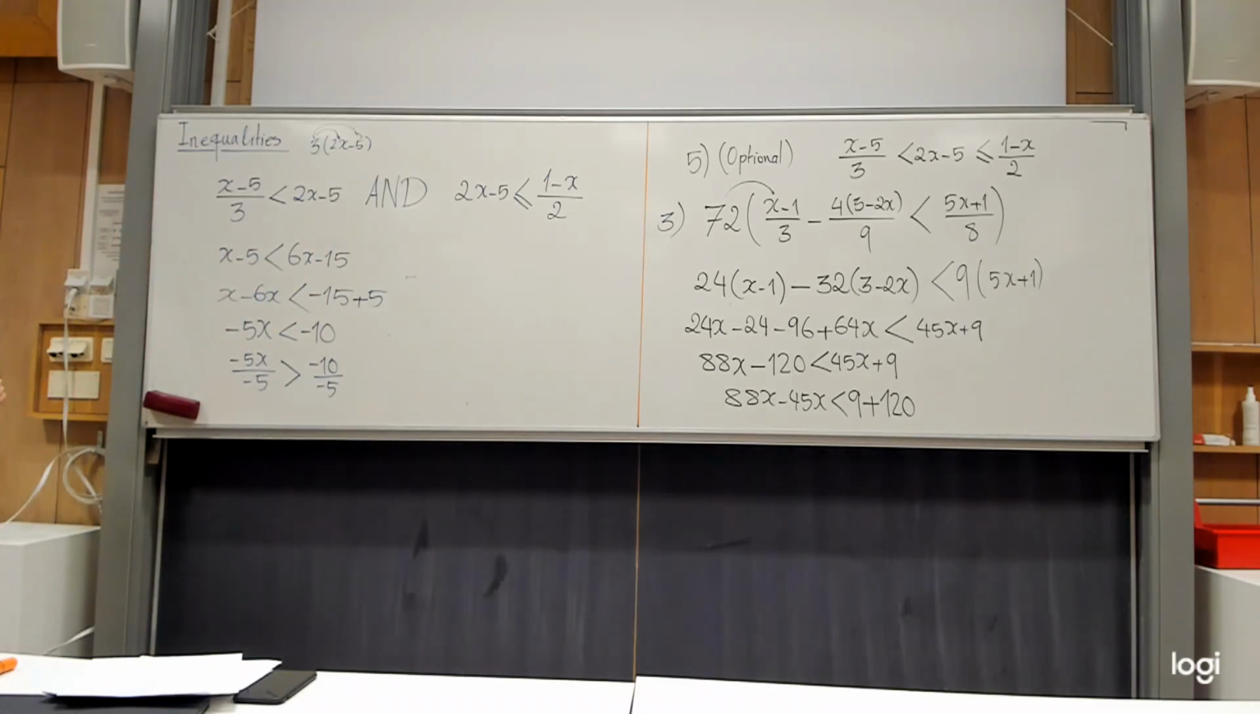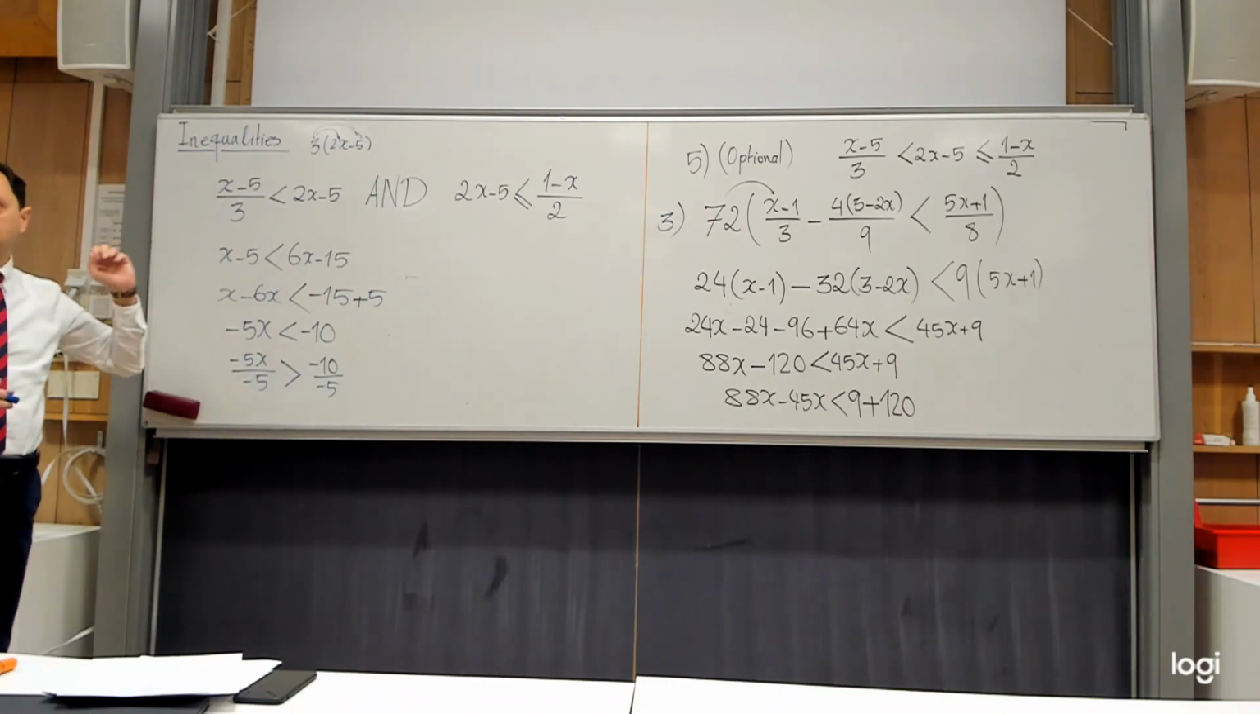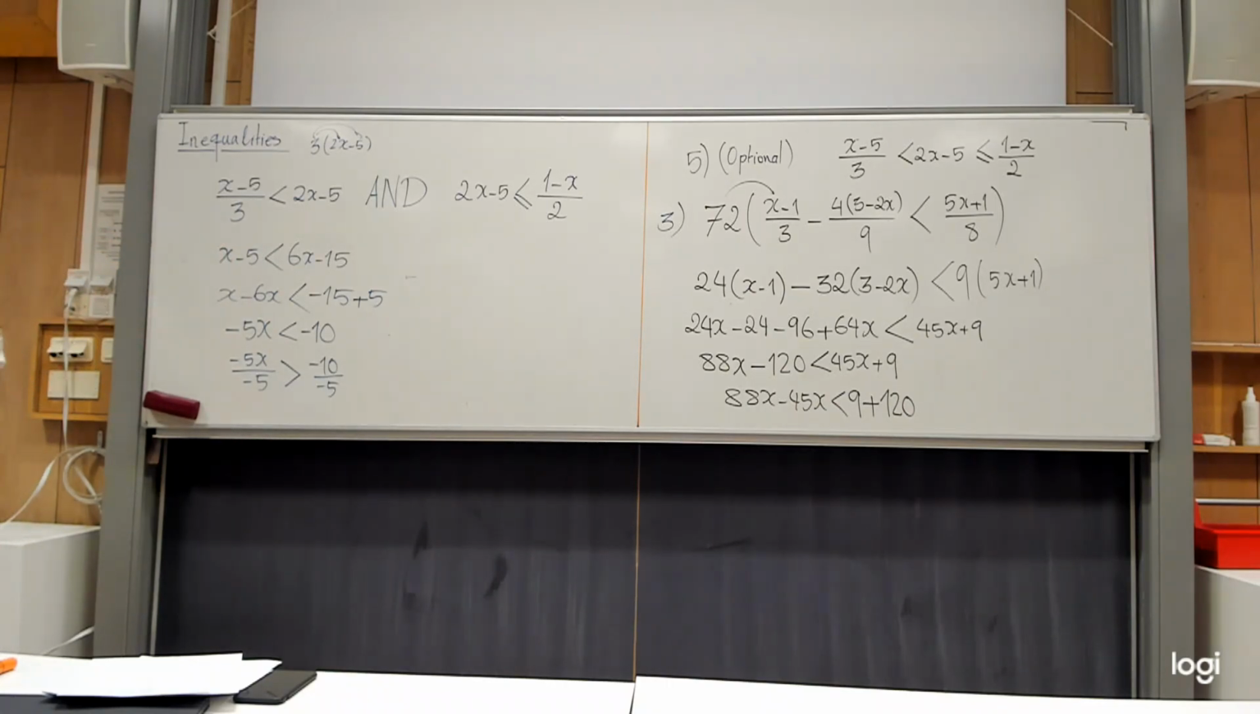Why did you multiply by 3? So that's the whole point of today's lesson. Yes? If I give you an inequality with fractions, the first thing that you have to do is to get rid of those fractions. To get rid of those fractions, you have to multiply by the least common denominator.